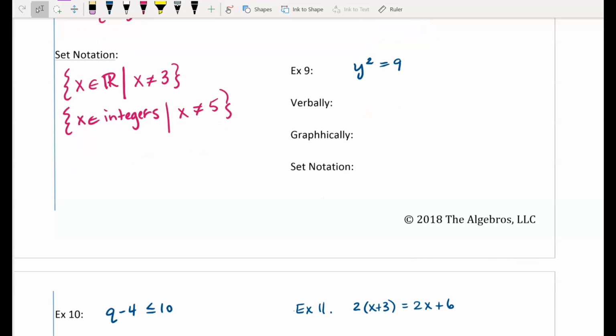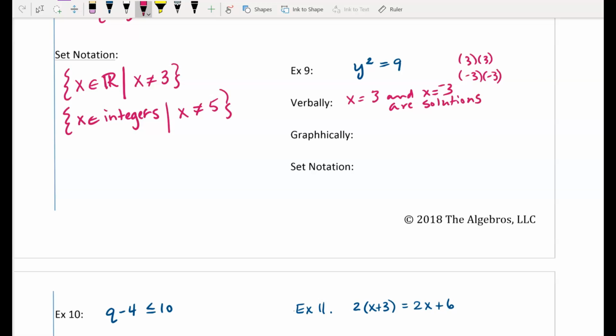In example 9, we want to know what values of y satisfy y squared equals 9. So if I have y squared, that means I'm multiplying y times itself, and I want to get 9. And there are two things that'll work. I can multiply 3 times 3, and that would give me 9, or I could multiply negative 3 times negative 3, and that would also give me 9. Those are the only two numbers that when I multiply them like that, they're going to give me 9. So verbally, I would say x equals 3 and x equals negative 3 are solutions.